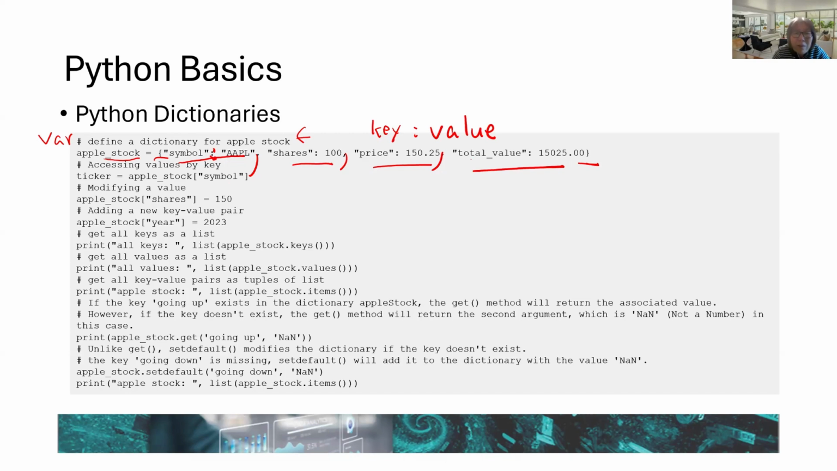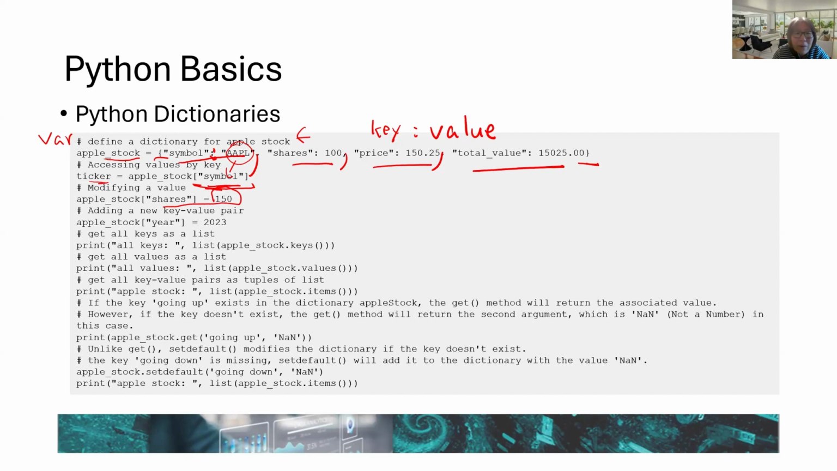So how do you access? It's different from list and tuple. You specify the key to access, and it will give you the value. So for this ticker, it will get AAPL. You can also update the value part, but you cannot update the key. Once you create the key, it's there and will not be changed.